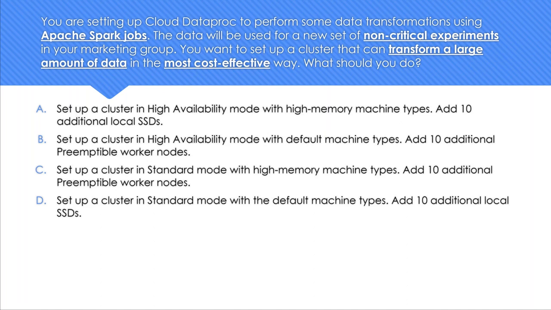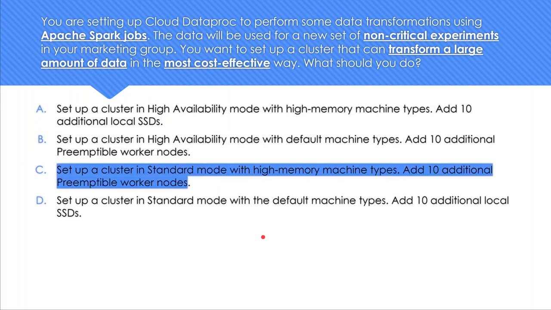And for 10 additional local SSDs, we have seen local SSDs are going to be expensive compared to your balanced SSD disk or the standard persistent disk. Which is going to make the solution still expensive in option D. So option C makes more sense with the kind of job they are going to do. The key part here is Spark jobs are always memory intensive. So as most of you mentioned, C is a good choice. Moving on to the next question.